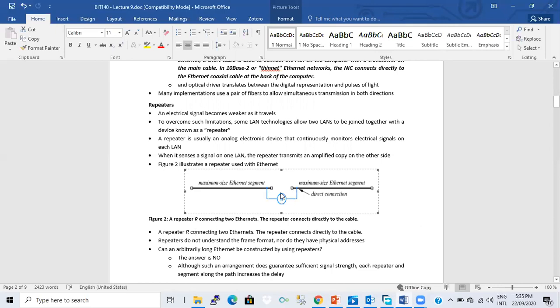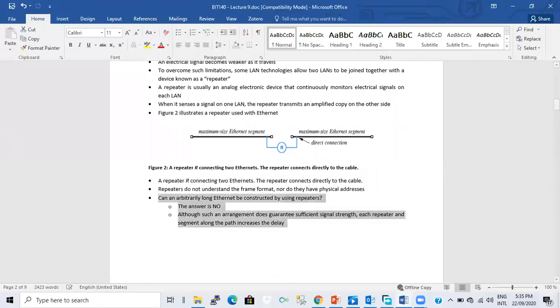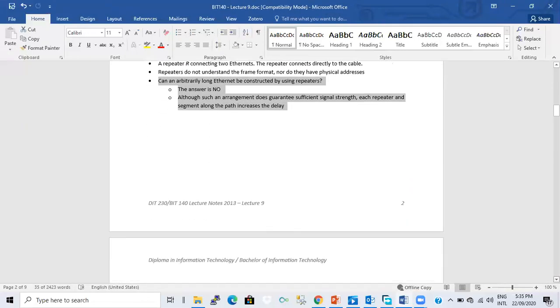So a repeater R is here, connecting two Ethernets, Ethernet 1 and Ethernet 2. The repeater connects directly to the cable. Repeaters do not understand the frame format. They don't understand things like MAC addresses, nor do they have a physical address. All they do is amplify the signal that is coming from this cable and send it to the other cable. That's all they do. You can read more on what is here, but I've explained basically what that means.